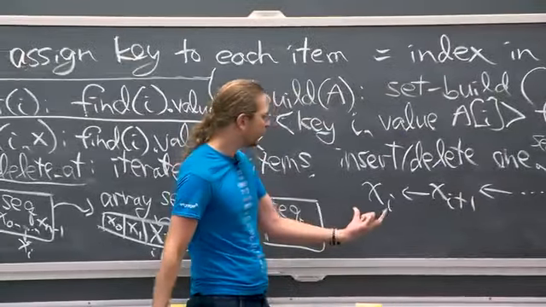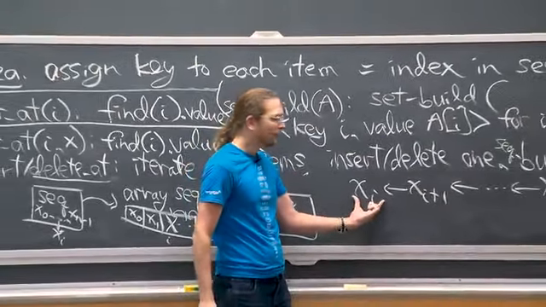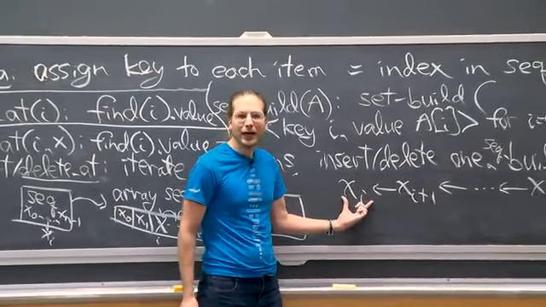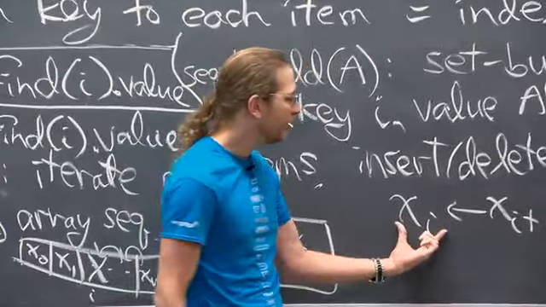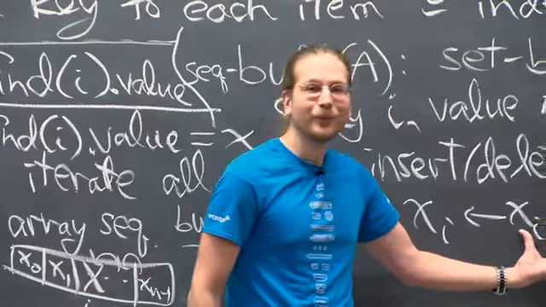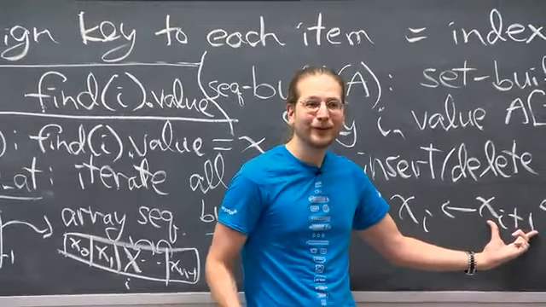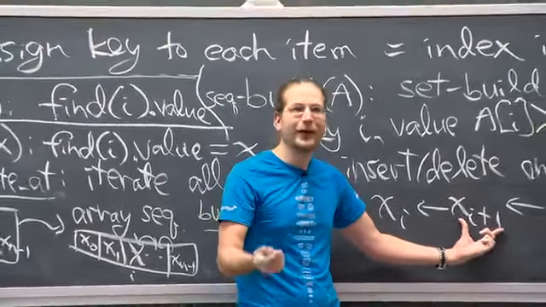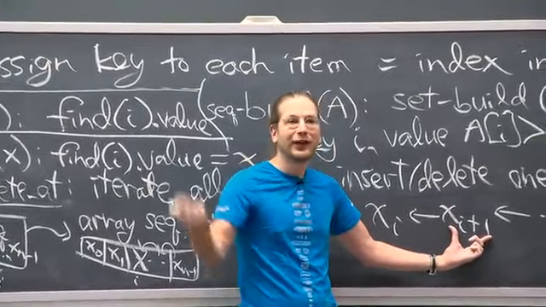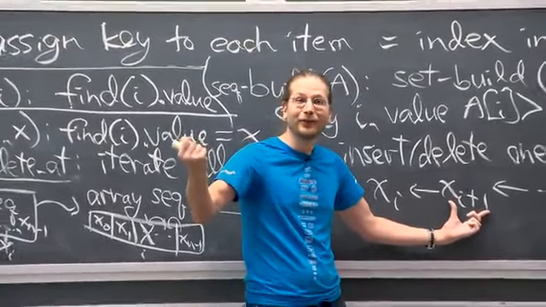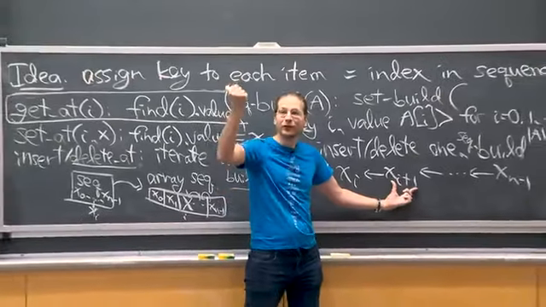And so we can start out by deleting the item with key I. That will get rid of this guy. Then we can delete the item with key I plus 1, give it, and that gives us the item. And then we can reassign its key to be I instead of I plus 1, and then reinsert it.